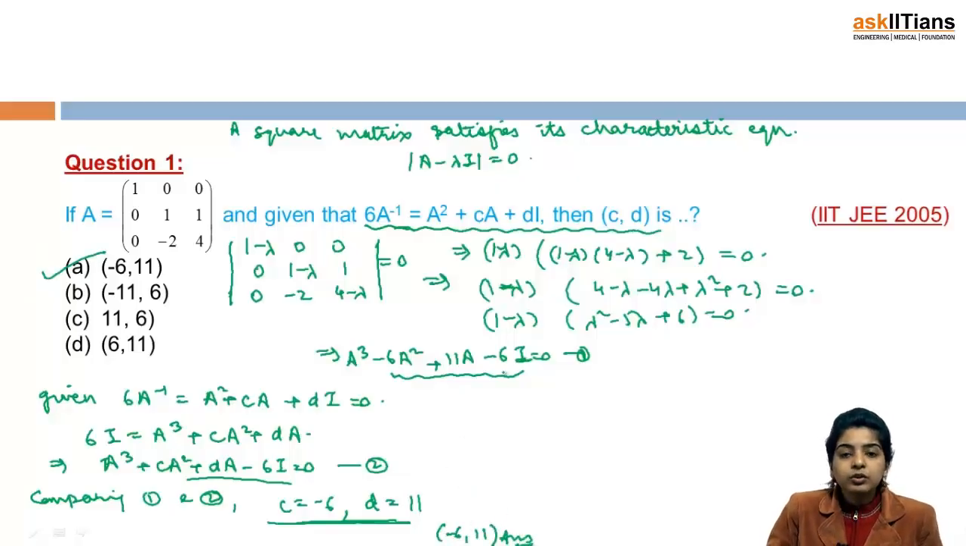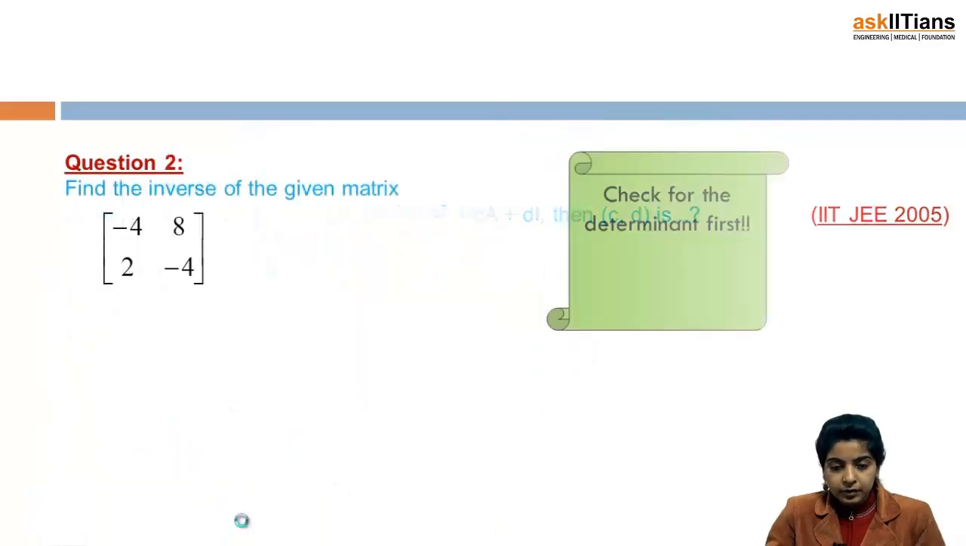Okay, so here you need to know the concept of the characteristic equation. First of all, we took that the square matrix satisfies its characteristic equation, that is determinant of A minus lambda I is equal to 0. Then I substituted A, and we got this equation. Finally, using the given condition, we got this equation. We tried to form it in A cube so that we will be able to compare both the equations in order to get the values of C and D.